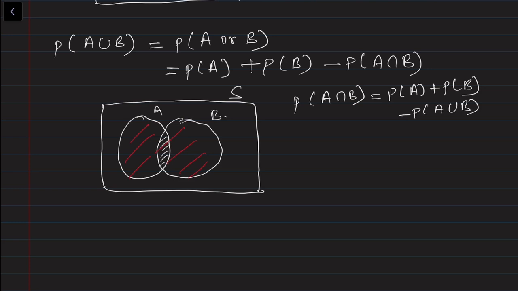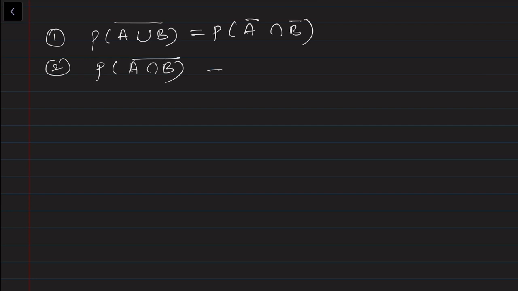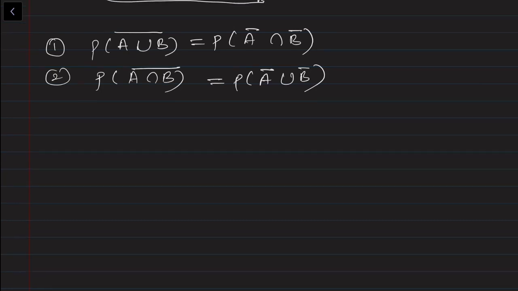Now, apart from this, we have two very important laws which we call De Morgan's laws. So let's look at these. The first De Morgan's law is probability of A union B whole complement is probability of A complement intersection B complement. And the second law is probability of A intersection B whole complement is probability of A complement union B complement. So this is De Morgan's law.